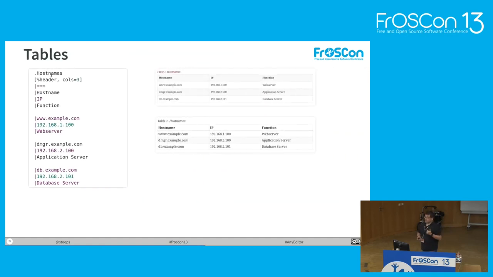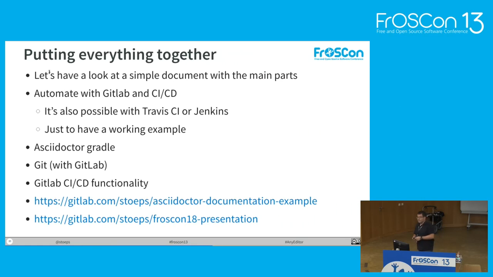We can use tables, important for, let's say, host names, IPs, and functions. So I normally use that in one of the first chapters in my documents. Just write down a pipe and we define here, it's three columns. So all three lines are a line or a row in the table. And that's all. The percent header there just says, OK, the first line is bold. So no thinking about the rendering.